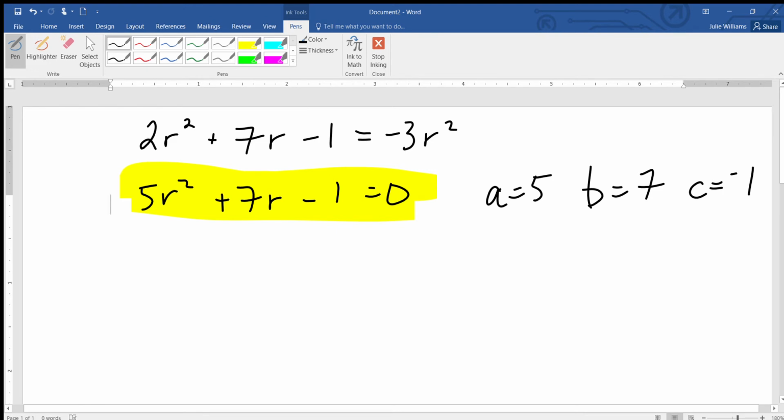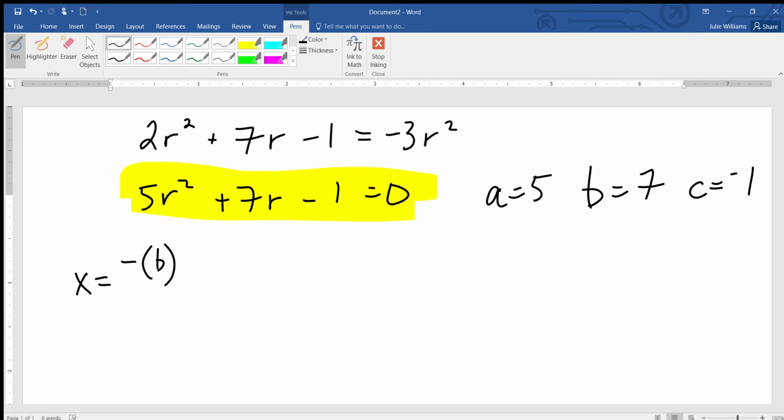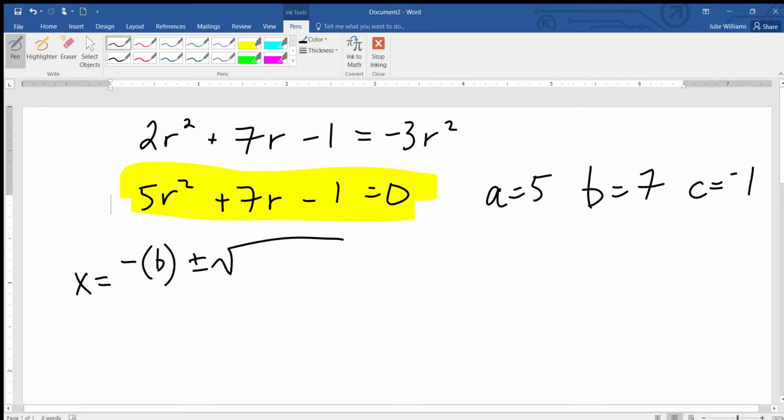You can also use the template that I put in your files, but let's write out the quadratic formula if you don't have that template. So we have x is equal to negative parentheses b. Always take the time to put those parentheses there, even if it's a positive b right now. Sometimes the b's will be negative, so get in the habit of that. Plus or minus the square root of b squared minus 4 times a times c, all over 2 times a.